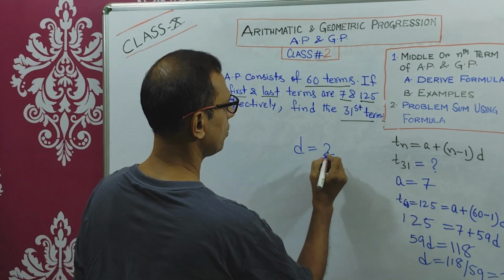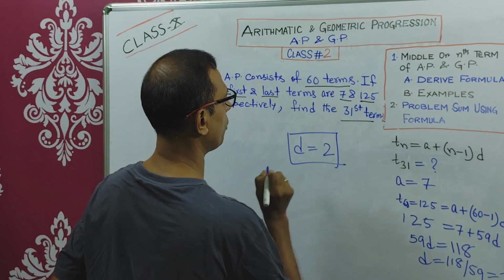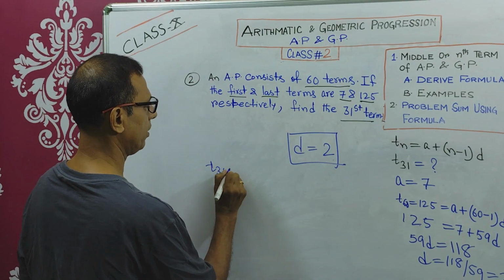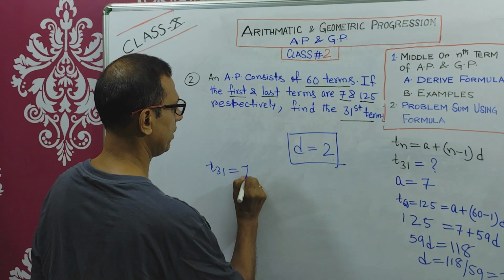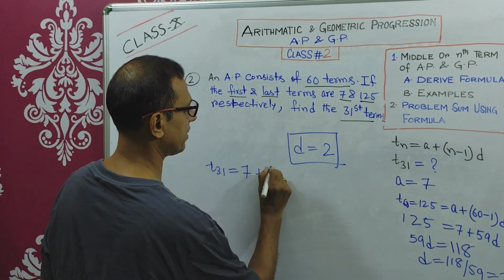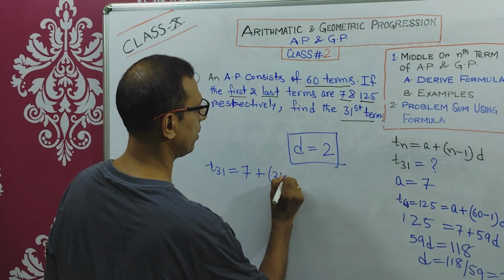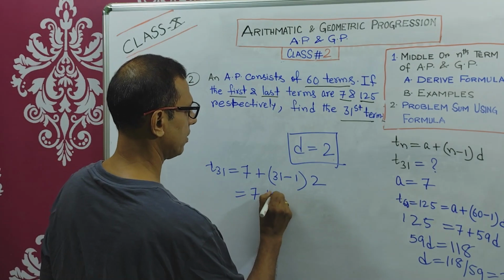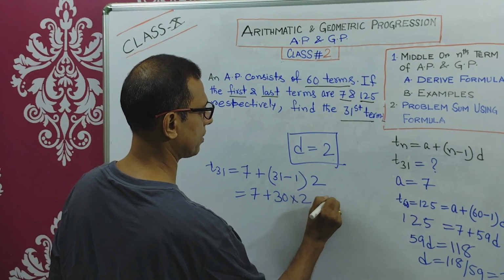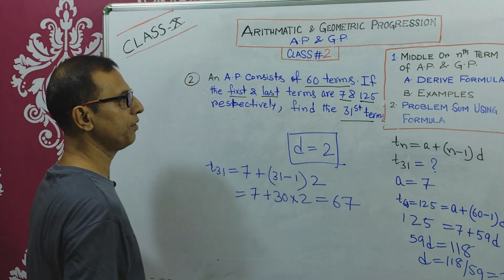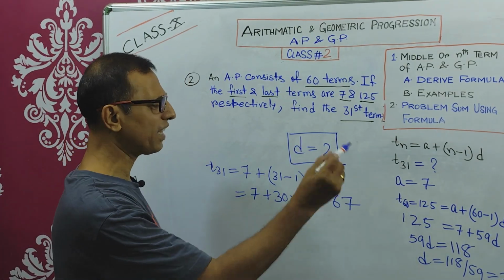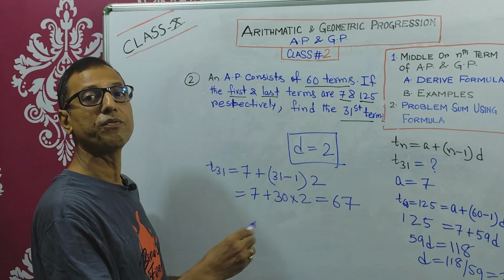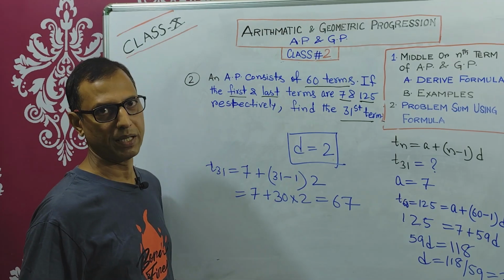D is the common difference, now you know it. So what is the 31st term? T31 equals A, which is 7, plus (31 minus 1) into D, where n equals 31 and D equals 2. That means 7 plus 30 into 2 equals 67. So the 31st term will be 67. Somehow you need to apply your common sense. But the formula is A plus (n minus 1) D. The problem can be given in different ways.